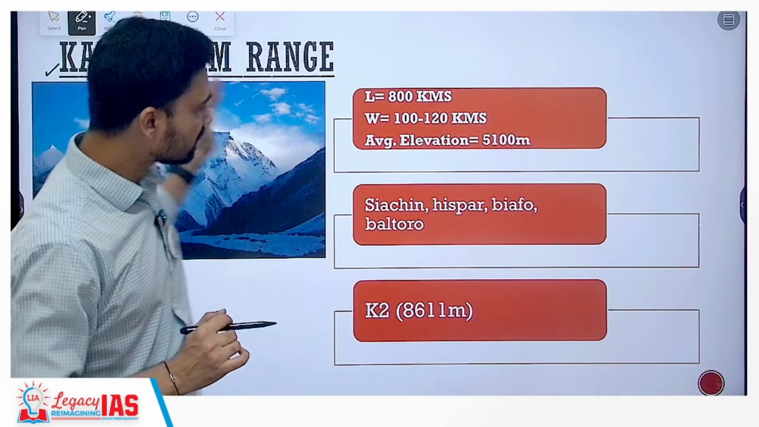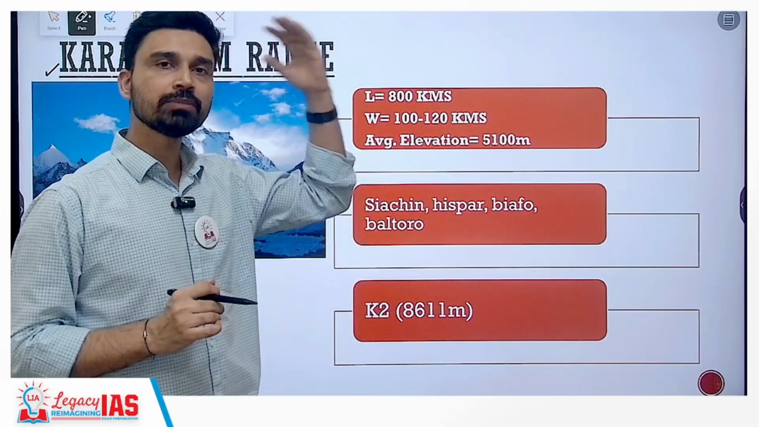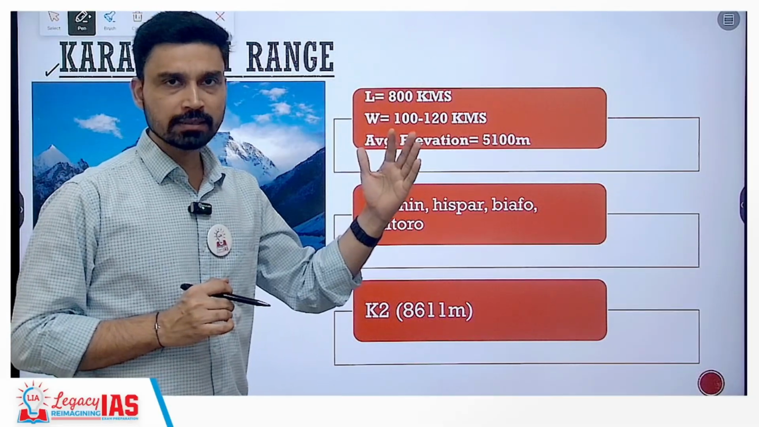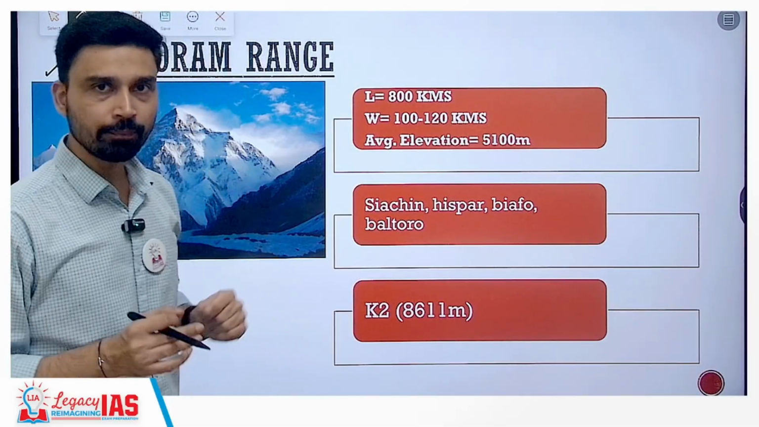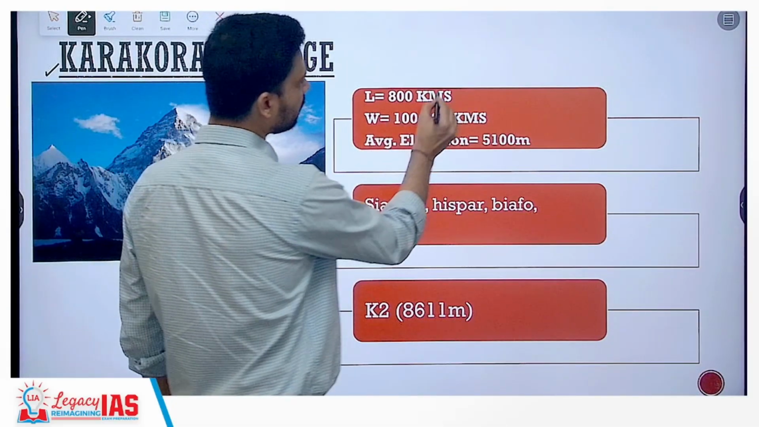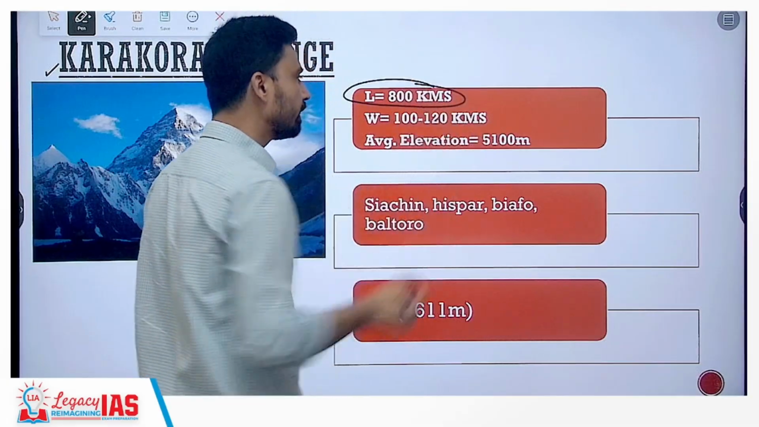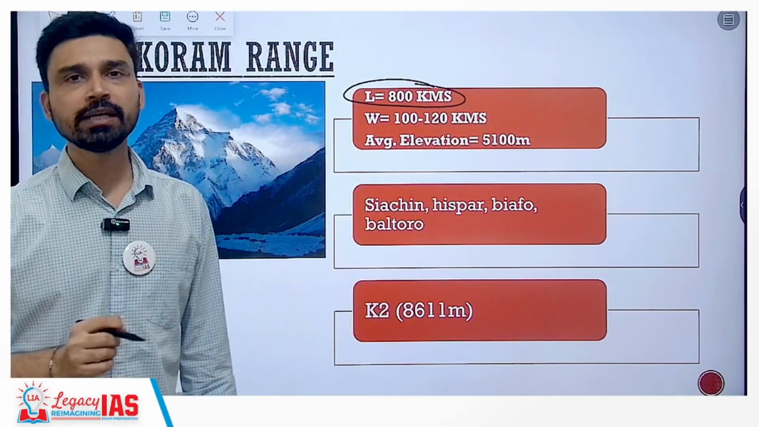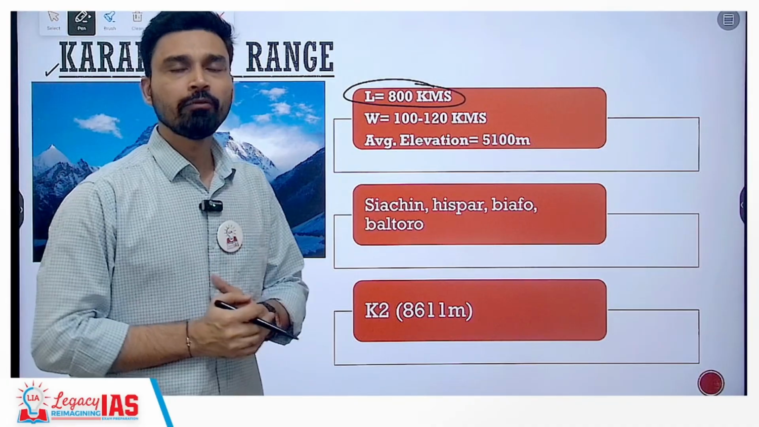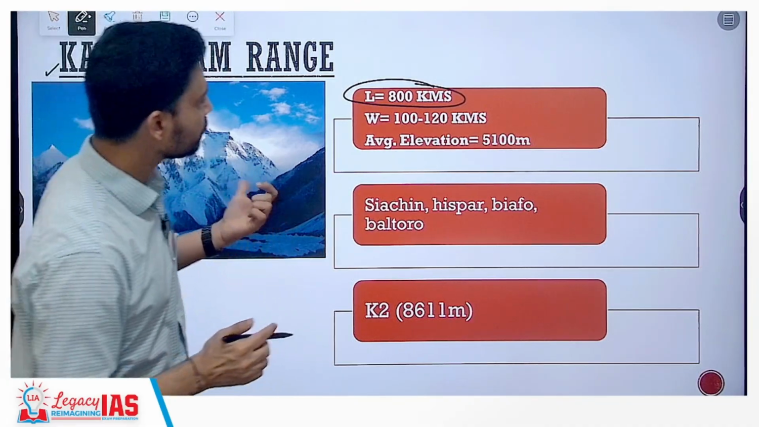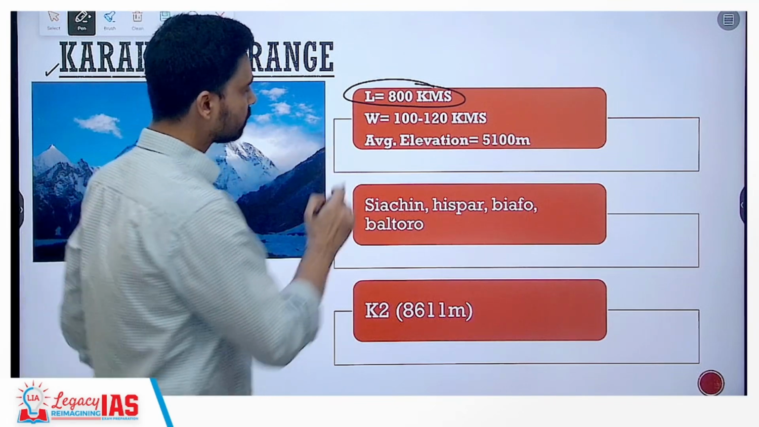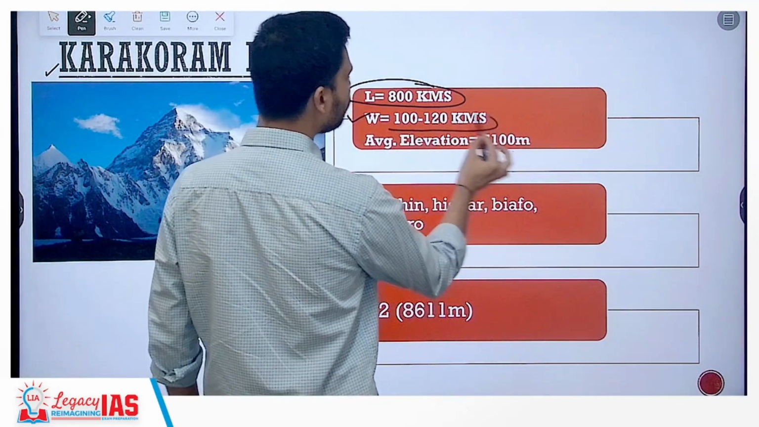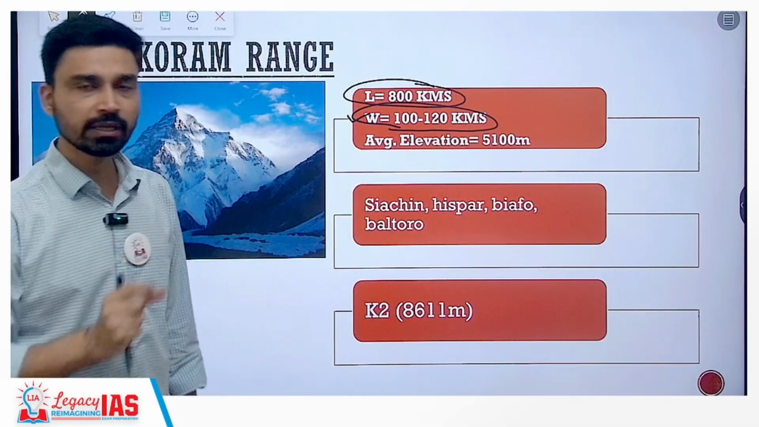Karakoram is spread across several countries actually. It starts from Tajikistan, then it passes through Pakistan, Afghanistan, India, and then further extends all the way up to China. So overall, it extends for a distance of 800 kilometers. The width of this range, however, is much wider compared to Himalayas. Great Himalaya, I told you, is just 15 kilometers wide. Compare that with this Trans Himalaya. It is roughly 100 to 120 kilometers in width as such.